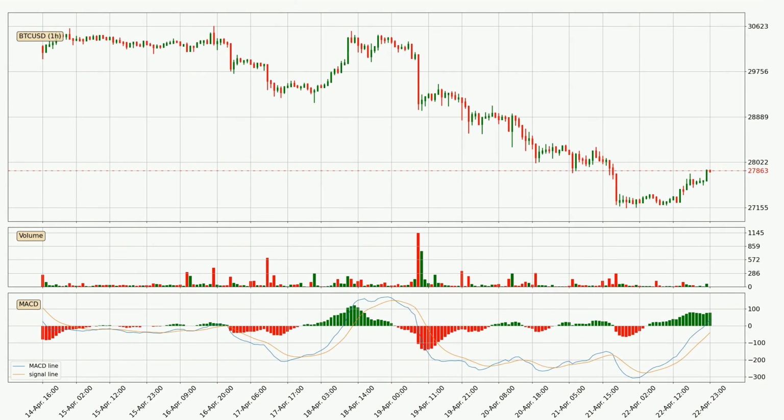Jumping to the hourly MACD, the MACD line is above the signal line, which shows that the current trend is on the upside. The MACD histogram shows that the momentum is currently strong and it could be expected for the price to go further to the upside.